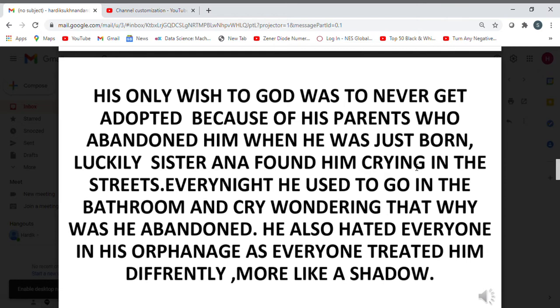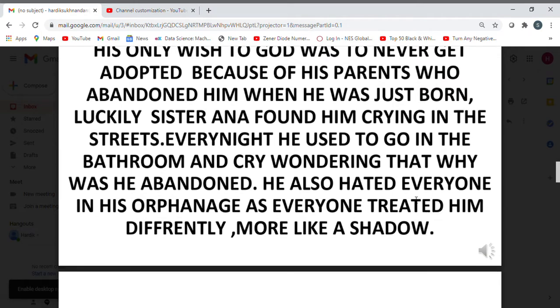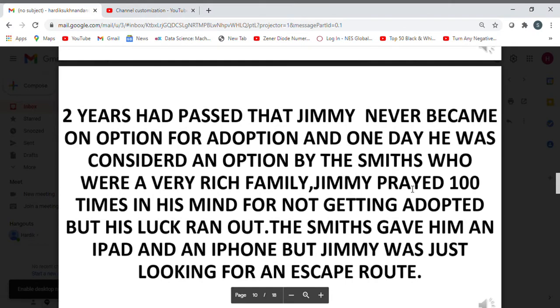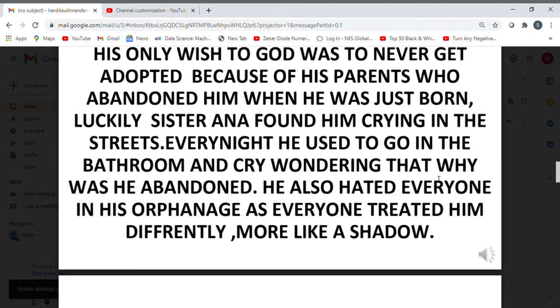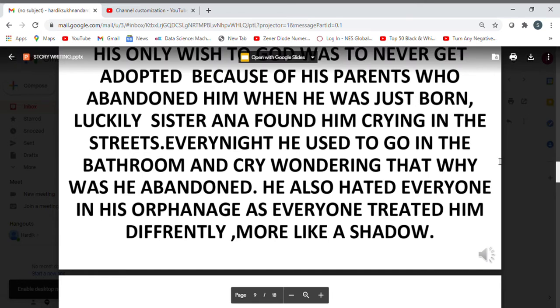He also hated everyone in his orphanage, as everyone treated him differently, more like a shadow. So our character here has been treated differently than others. 2 years. So here our plot starts. So far, I have given a descriptive introduction, which clearly gives you a picture of how our character lives, what is the way of living, how he lives in the orphanage, and also how other people in the orphanage live around him, and how his orphanage looked.